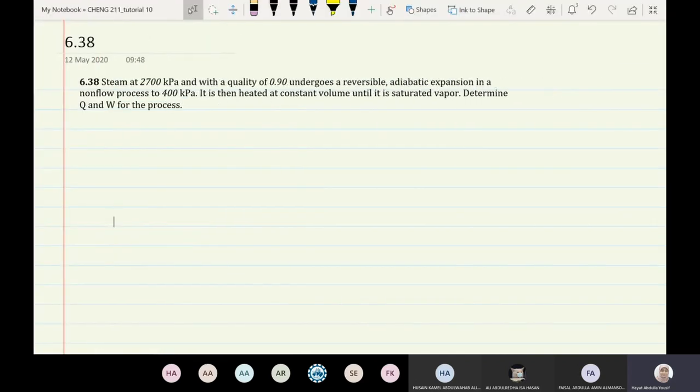Here we have a steam at a given pressure. This is P1. The quality is given. So it's similar to the previous question in that the initial condition is saturated mixture, but it undergoes reversible adiabatic expansion. So my process is simply on the PV diagram. It's reversible adiabatic. In other words, it is isentropic, meaning delta S is equal to 0.